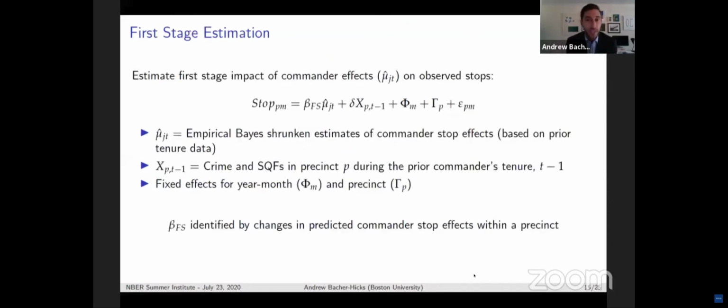In terms of our first stage, it's going to be very similar to most of the value-added framework. We're going to look at the number of stops that occur in a given precinct month. The main predictor is going to be this empirical Bayes shrunken commander effect. Again, this is based only on prior tenure data from that commander, which means from a different tenure in a different time period. We're going to condition also on baseline crime and stop and frisk that happened in that precinct during the prior commander's tenure, and we'll include year, month, and precinct fixed effects.